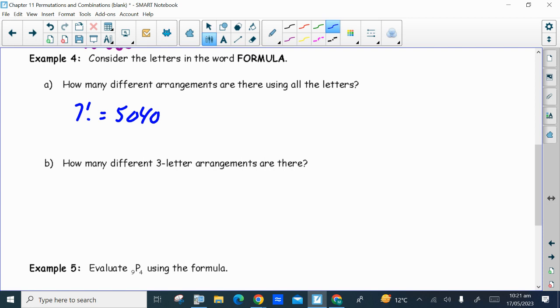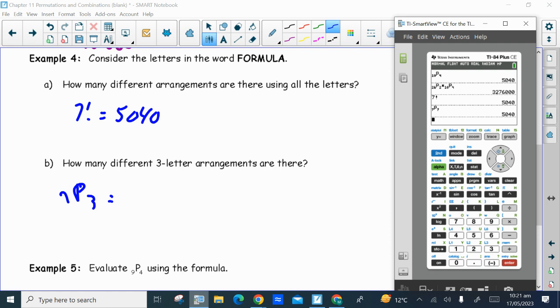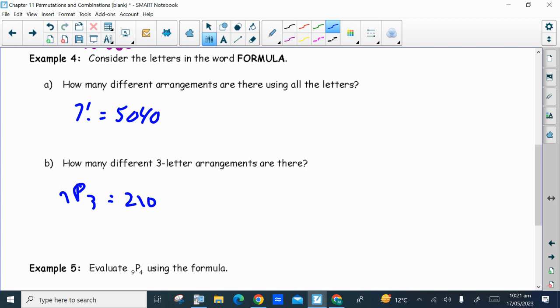How many different 3-letter arrangements are there? So now that'll be 7P3. That's a simple way to do it. You could also use the fundamental counting principle. Mark down 3 spaces. There'll be 7 choices for the first letter, then 6, then 5. Multiply those together. 7 times 6 times 5 is one way to do it, or going 7P3. Same thing. 210.